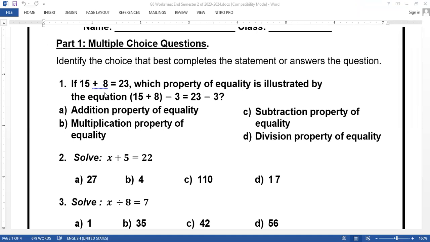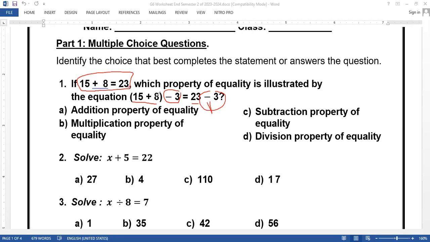Question number 1. If 15 plus 8 equals 23, which property of equality is illustrated by the equation? Look here. 15 plus 8 equals 23, we said. Now we subtract 3 from both sides. So we don't care about the first equation. We just look at the second equation. What happened to the second equation?